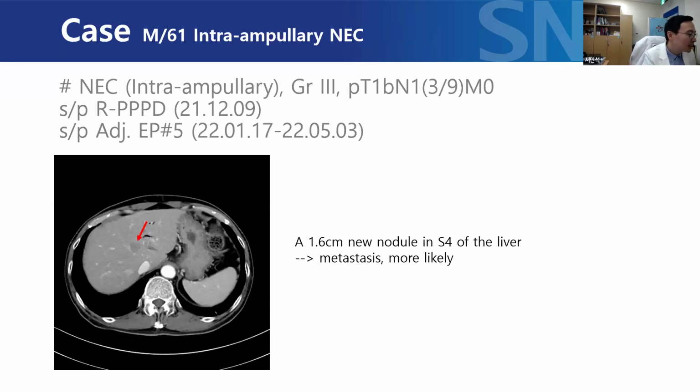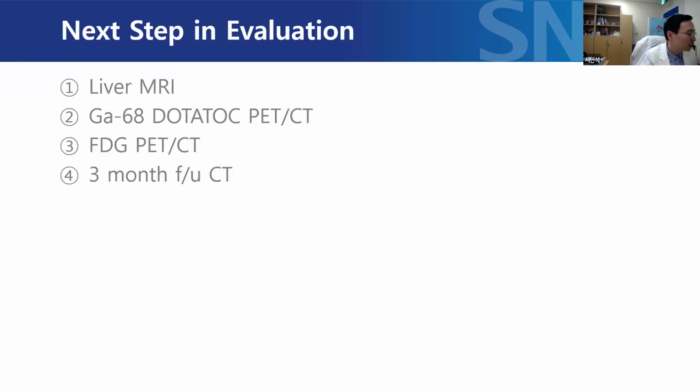Next, this case is a 61-year-old male with a neuroendocrine carcinoma located in the ampulla of Vater. He underwent PPPD surgery, then adjuvant chemotherapy with the EP regimen. In the follow-up, imaging found a new nodule in segment 4 of the liver, raising concern for metastasis. So what might be the next step for the imaging?